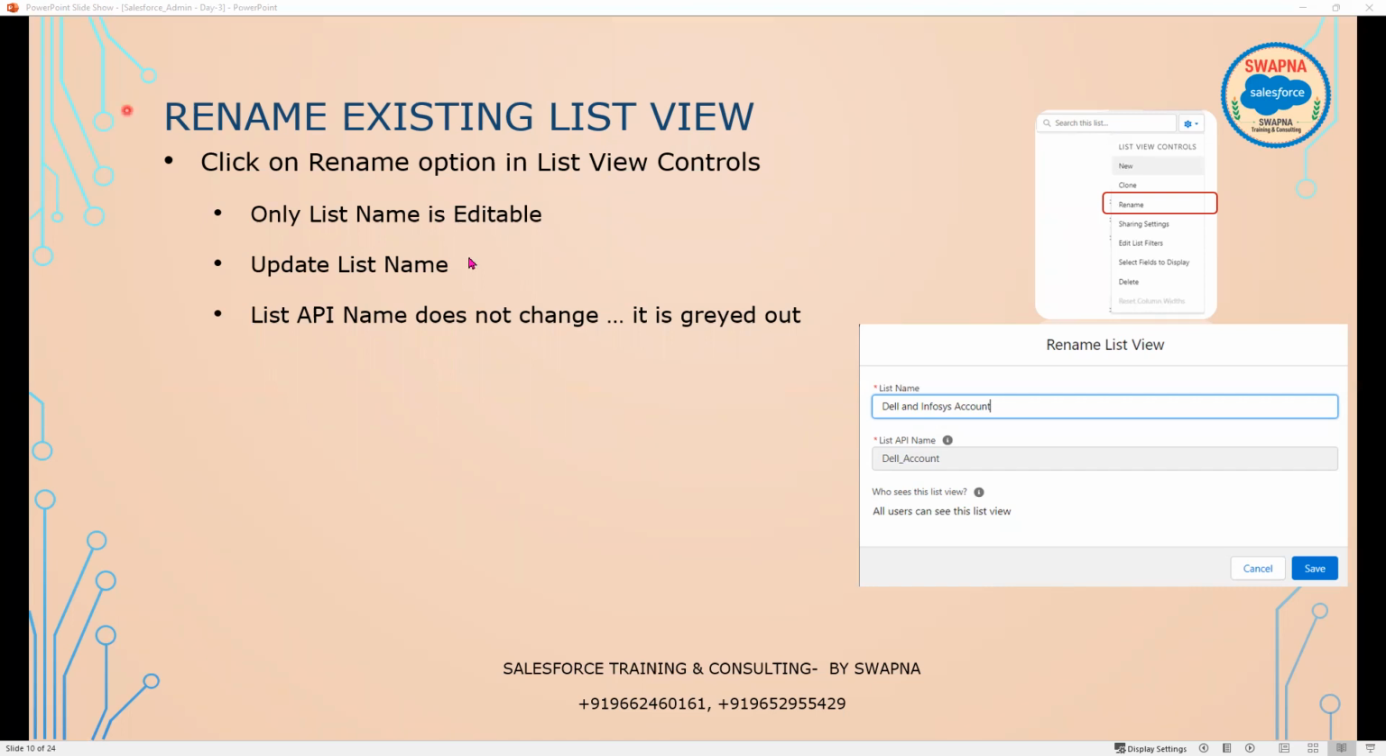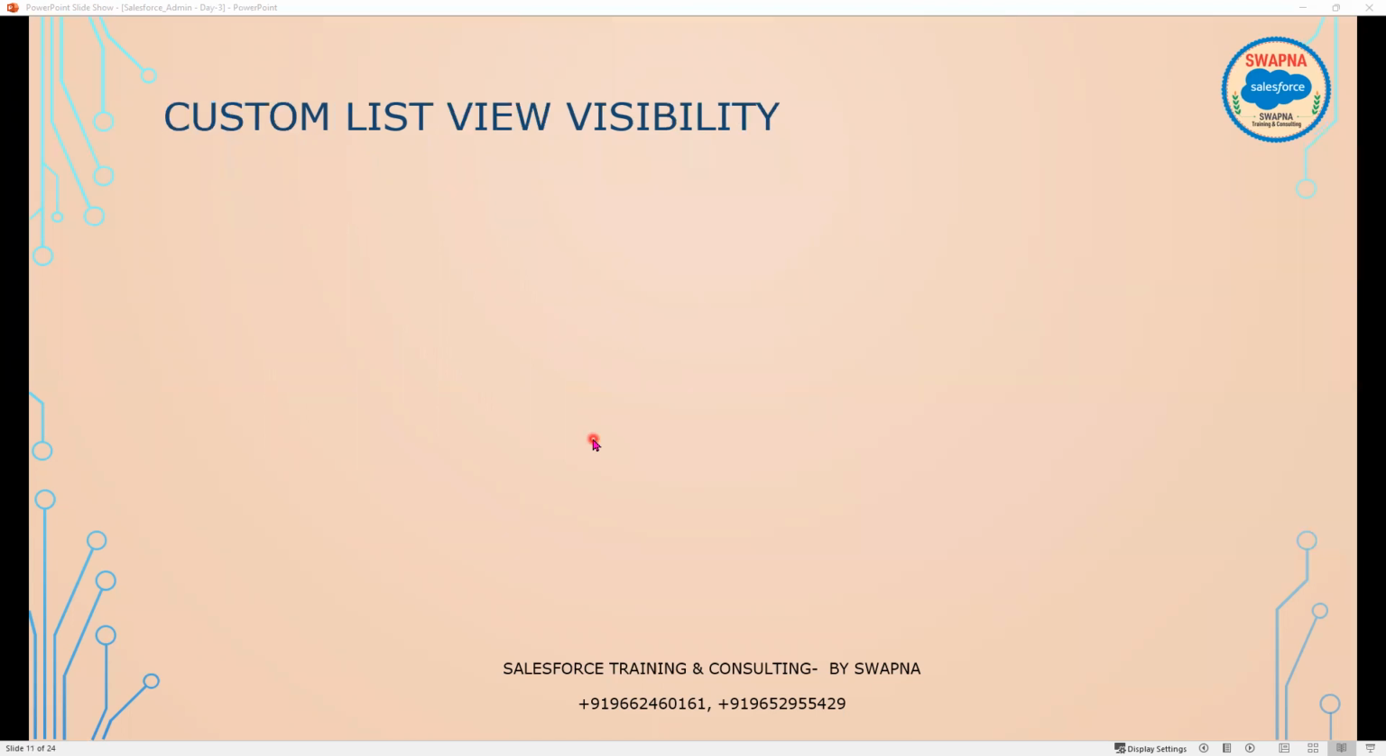Now the next one is visibility of the custom list view. Let's assume that I have created the list view. While creating the list view, I have specified that all users can see the list view. That means everybody can see the list view here.